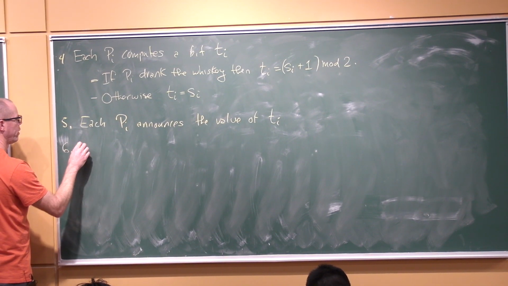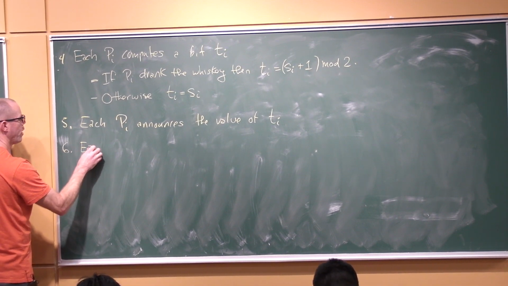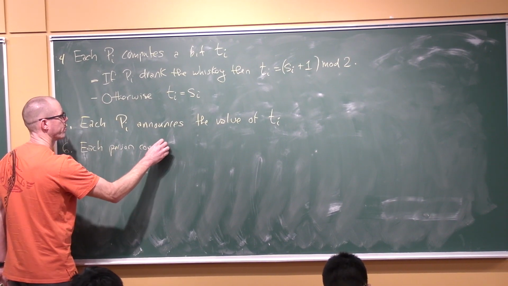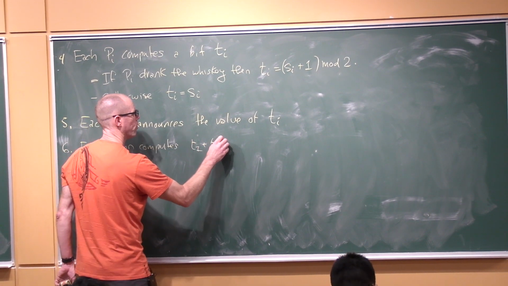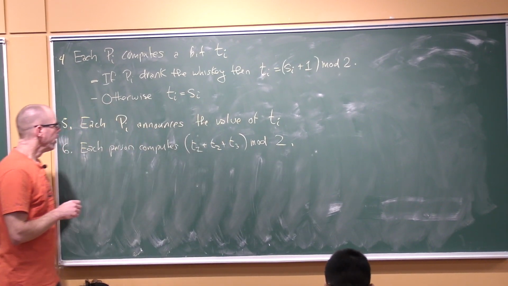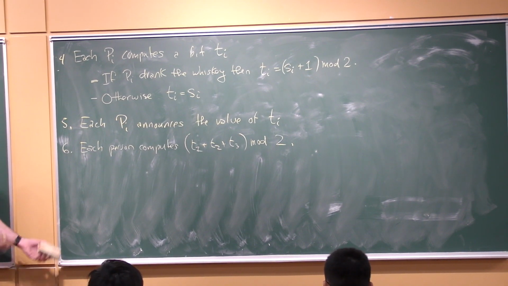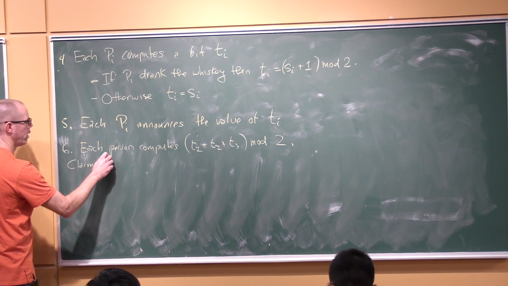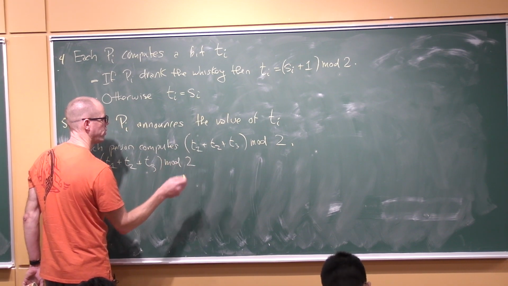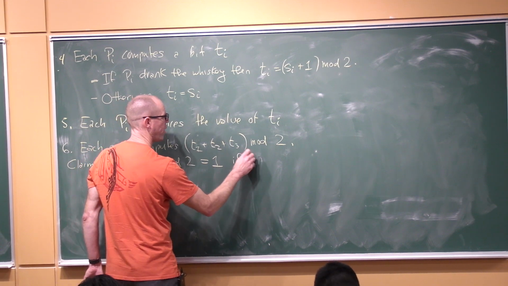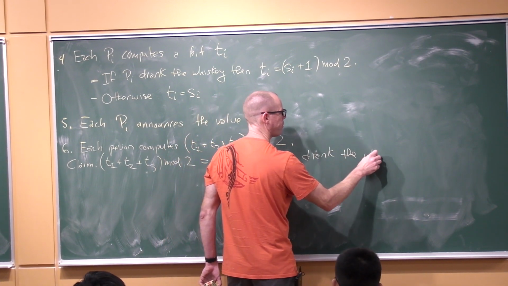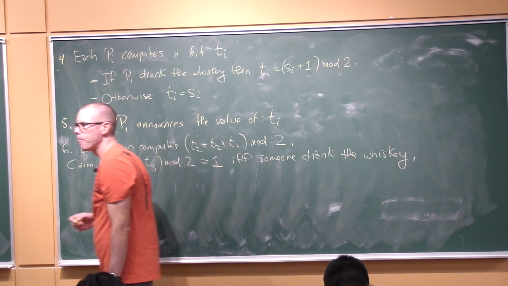And so everybody knows these three bits, T1, T2, and T3. So each person computes T1 plus T2 plus T3 mod 2. And the claim is that T1 plus T2 plus T3 mod 2 equals 1 if and only if someone drank the whiskey. Okay.